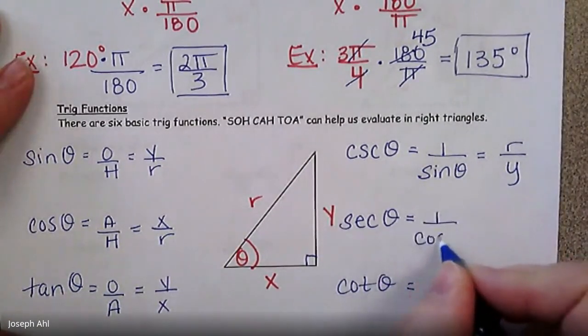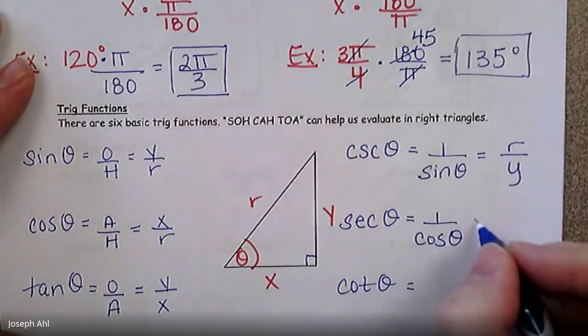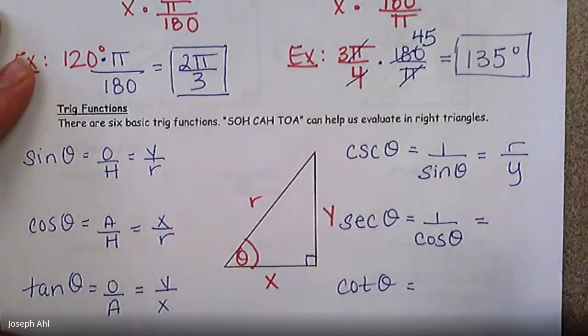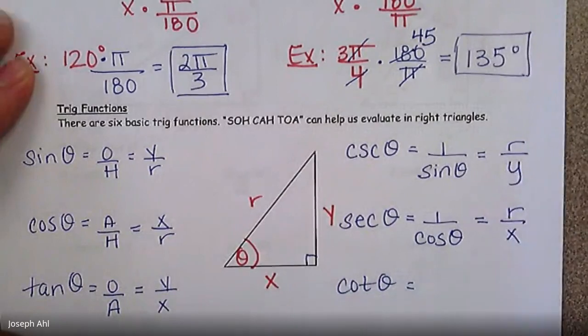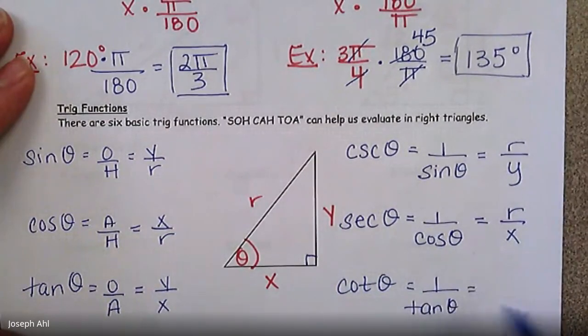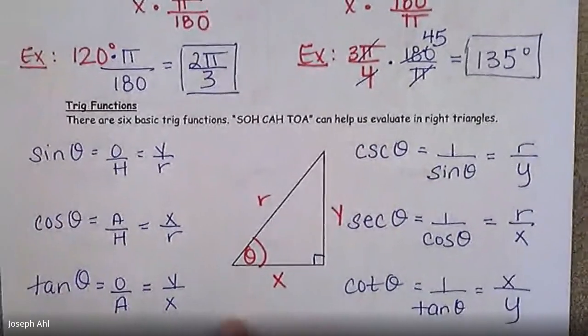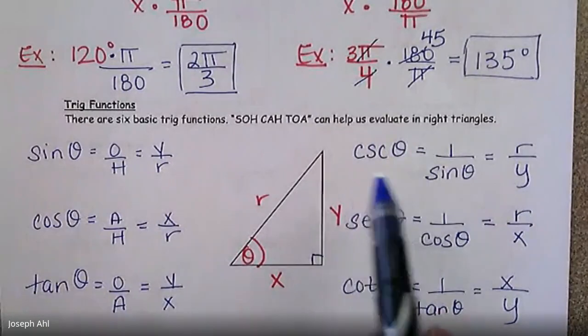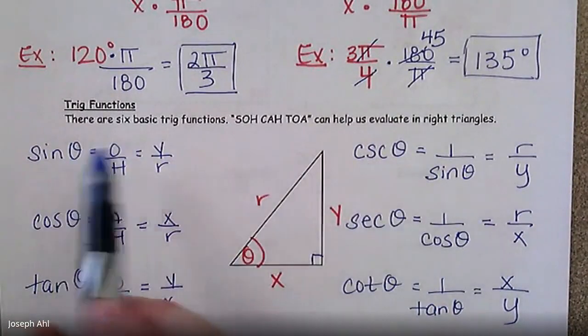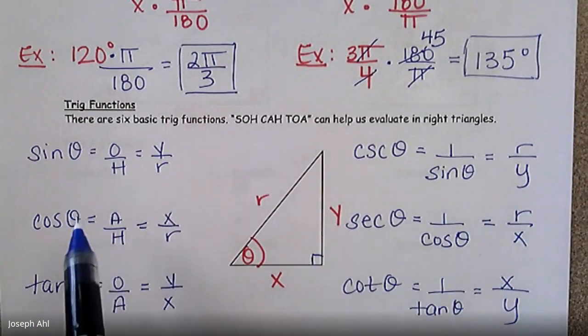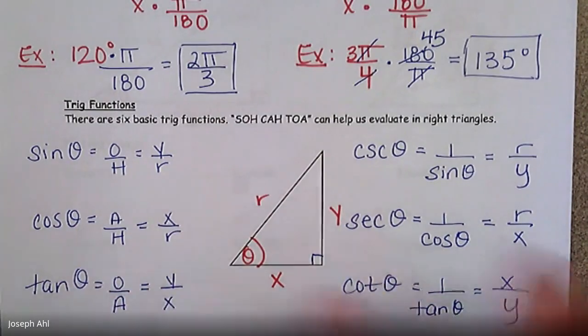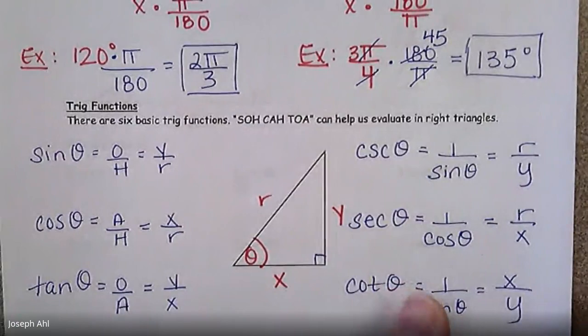Similarly for secant, secant's the reciprocal of cosine. So 1 over cos theta in this case would be the reciprocal of this ratio. So that would be r over x. And finally for cotangent, which is 1 over tan, that would be the flipped x over y. So hopefully these names look familiar to you. It takes a little while to remember that cosecant goes with sine and that secant goes with cosine. Tangent and cotangent are usually pretty easy to pair up with one another. Okay, moving on to the next page.